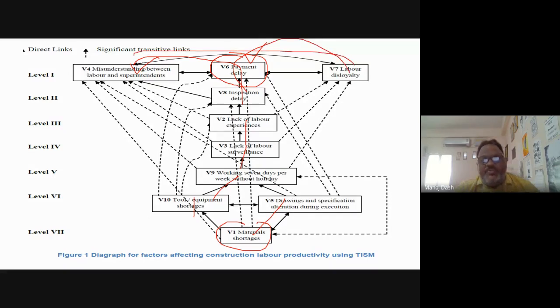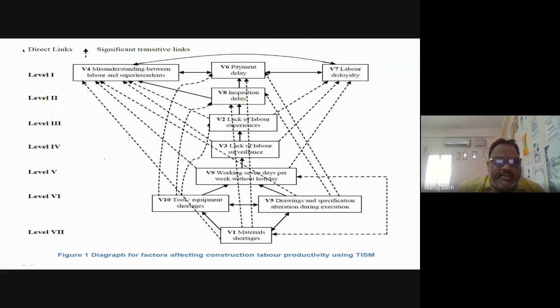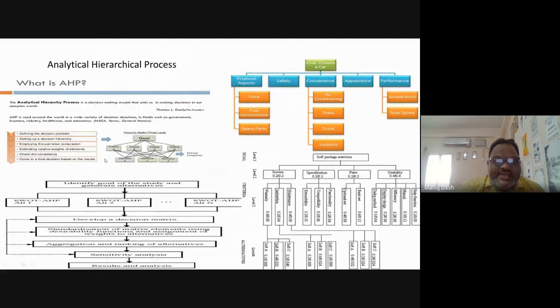So it means if you want to understand the hierarchy of your problems, the hierarchy of barriers, that can be solved with the help of the ISM technique. And this is called a diagram. Diagram plus graph is jointly what you have to design in our model. Then this is called AHP. So the objective is to prioritize your strategy.